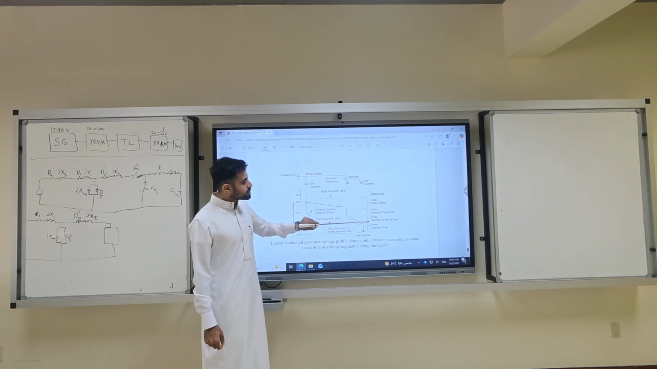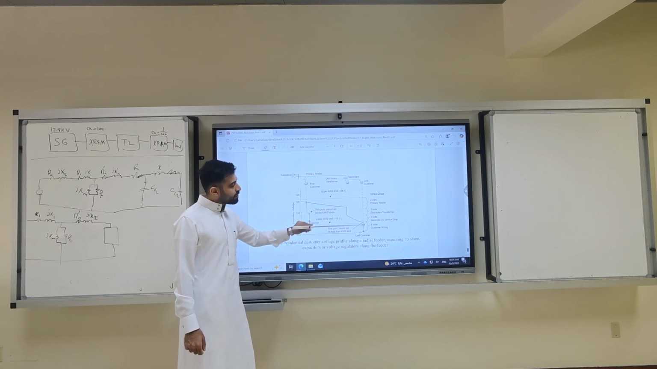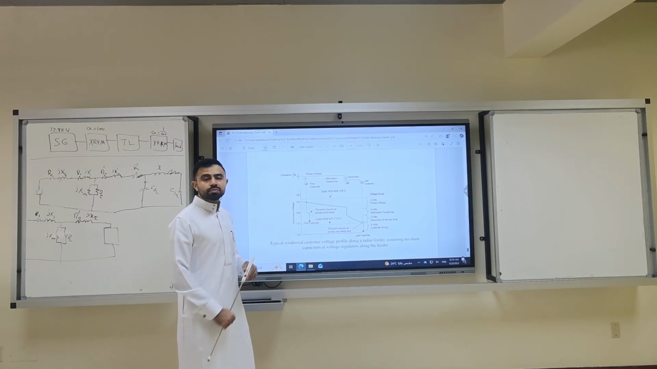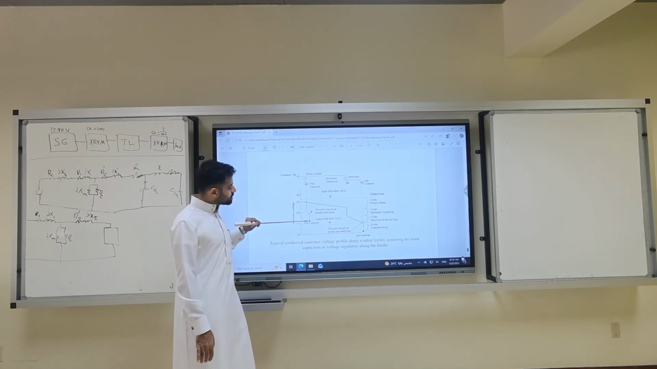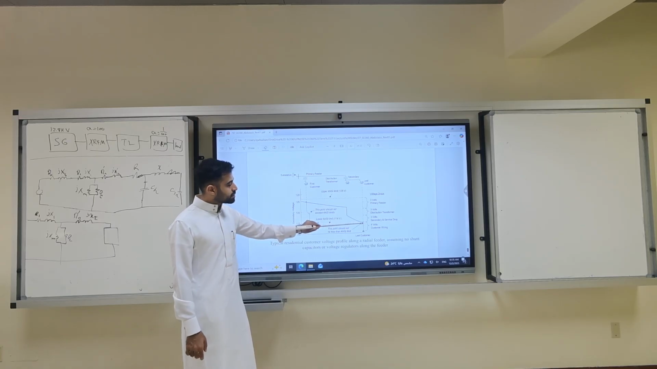We have a 3 volts secondary and service drop. And then we have customer wiring voltage drops. So the first customer might be okay, the last customer maybe will be okay, but some parts of his house will be below because of the customer wiring.